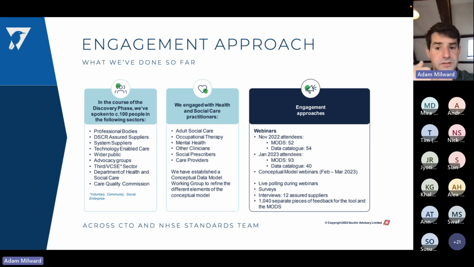Off the back of that, we did some webinars in November. And we did a webinar on the MODS and on the data catalogs that we'd created. We then did a further iteration in January and had really good attendance for that as well, and got lots and lots of pieces of feedback. We then developed a conceptual model, and again, we had a series of webinars between February and March. And then we had another webinar in March around the beta that we delivered. And we've captured a lot of feedback through that.